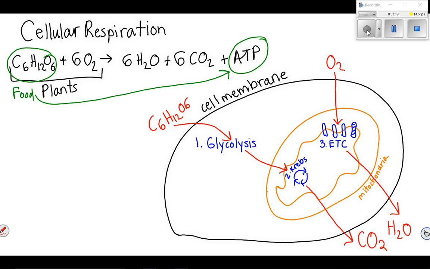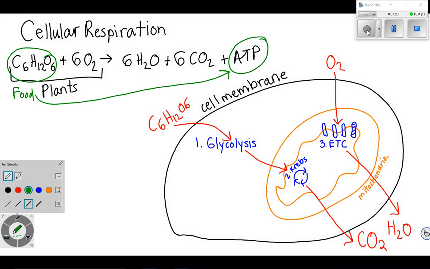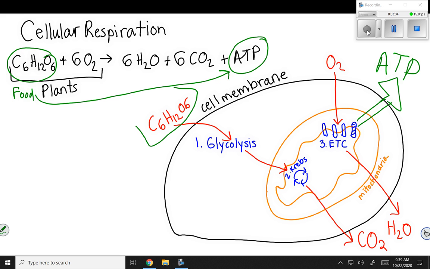And then most importantly, this ATP synthase is going to make ATP. Lots and lots of ATP for our body. So we are taking this glucose that we ate and running it through a series of chemical reactions to produce ATP energy.